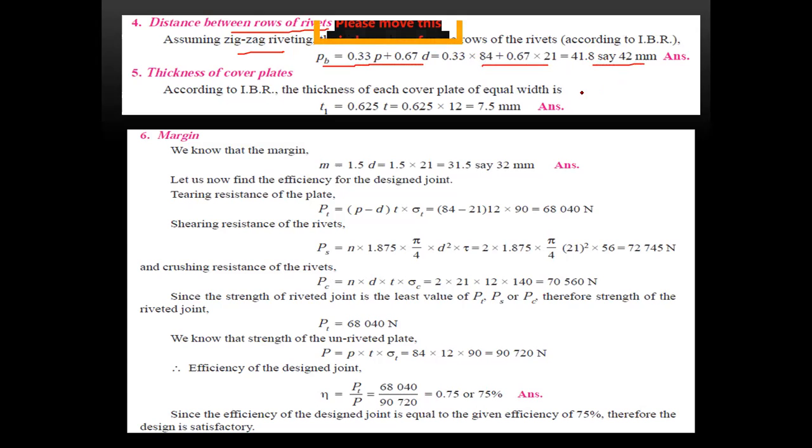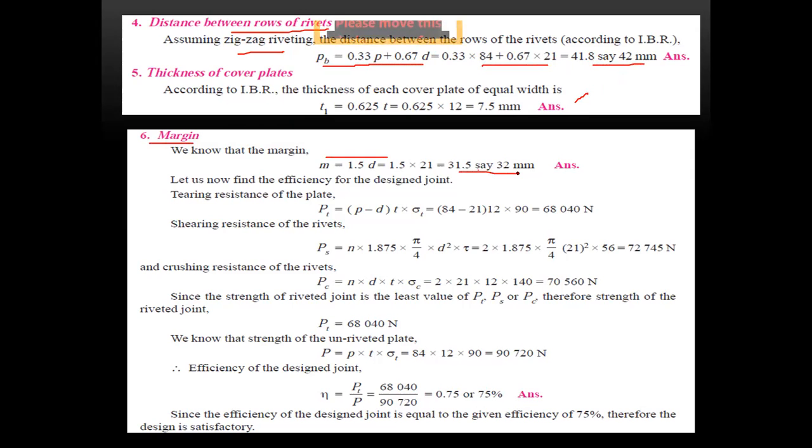According to the thickness of cover plates, according to IBR, T1 is equal to 7.5 mm. Next, what do we have to find? The margin. M is equal to 1.5 D, as we know. Round it off and take 32.